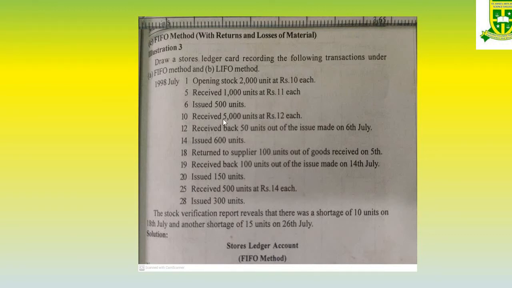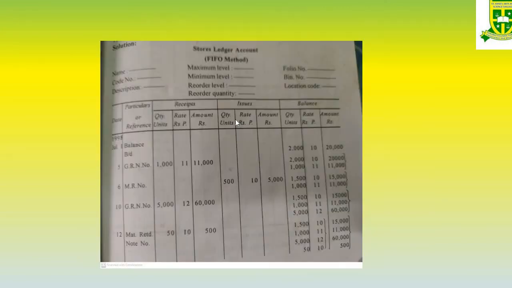Now on 10th we are receiving from the supplier how many units? 5,000. So 10th, GRN number, 5,000 we are receiving. What is the cost of it? Rate per unit? 12. So 5,000 into 12, which is 60,000. So now we have 2 stocks in hand.